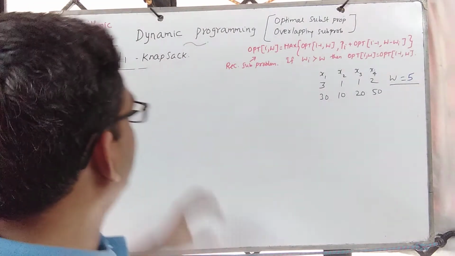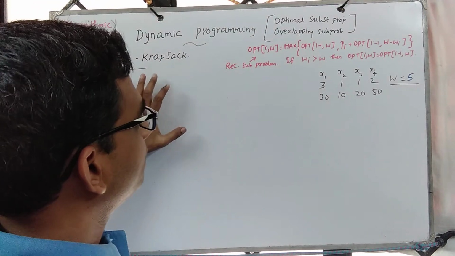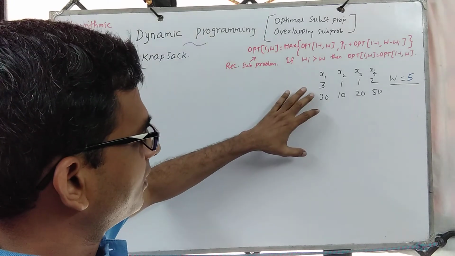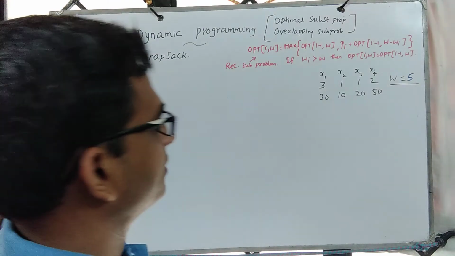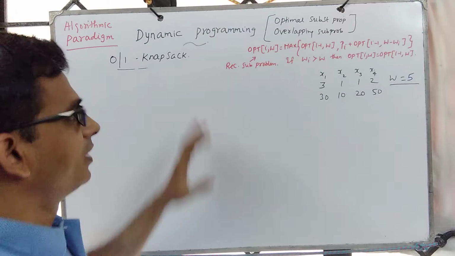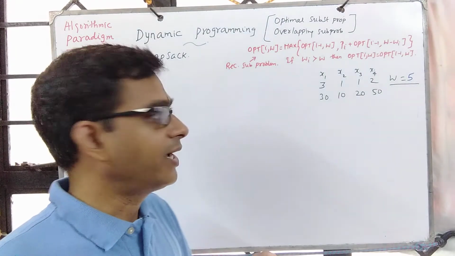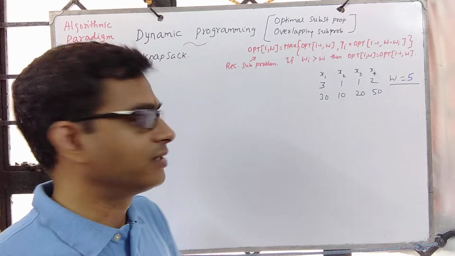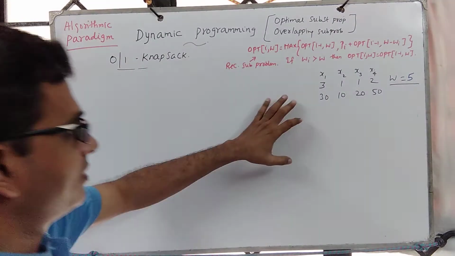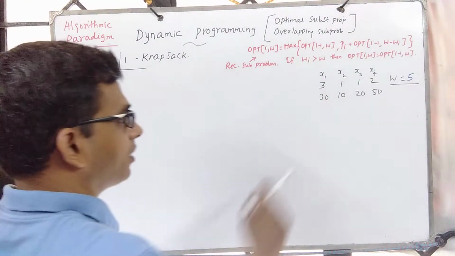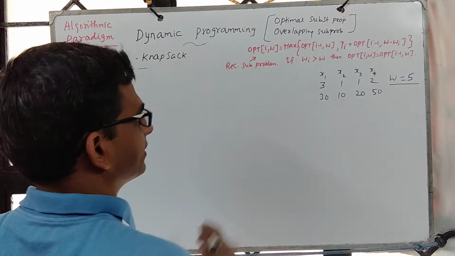Having understood the knapsack problem, let's trace the knapsack problem with respect to this example. Remember, this satisfies both the optimal substructure property and overlapping subproblems. Let's see how to compute the optimum value for this example.